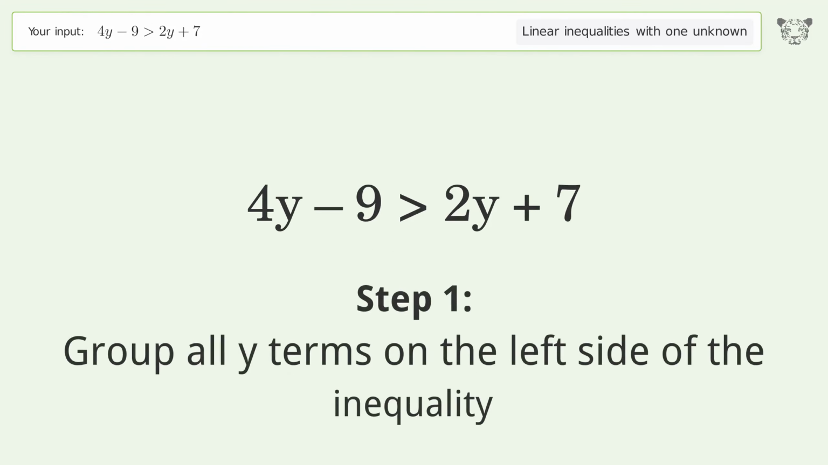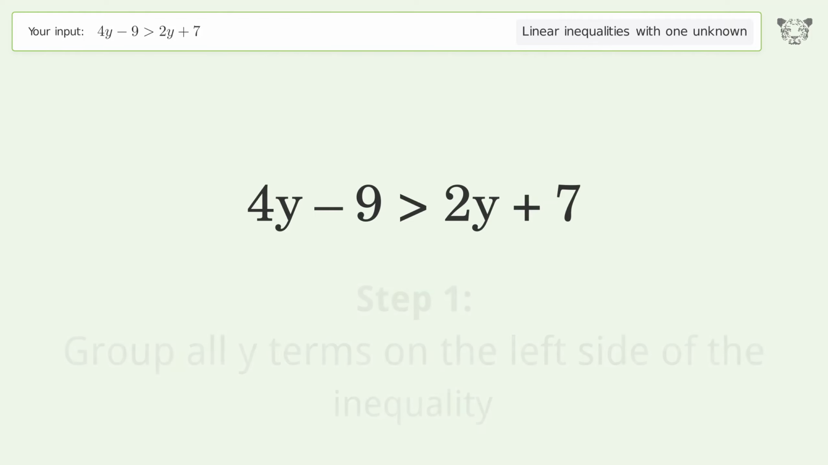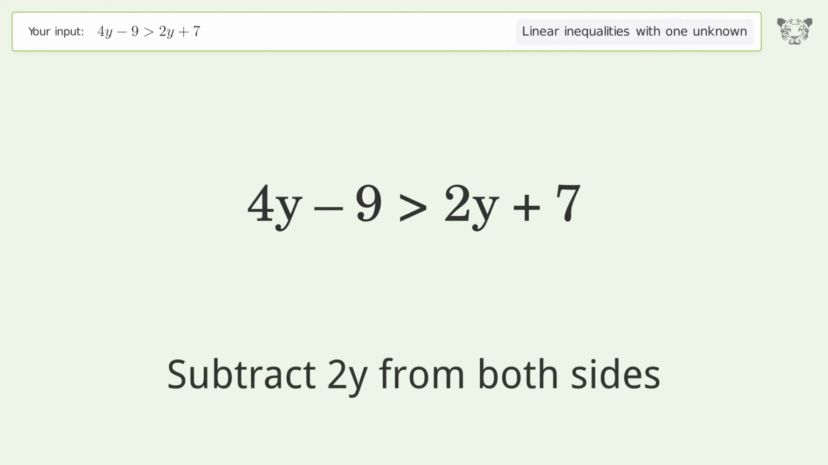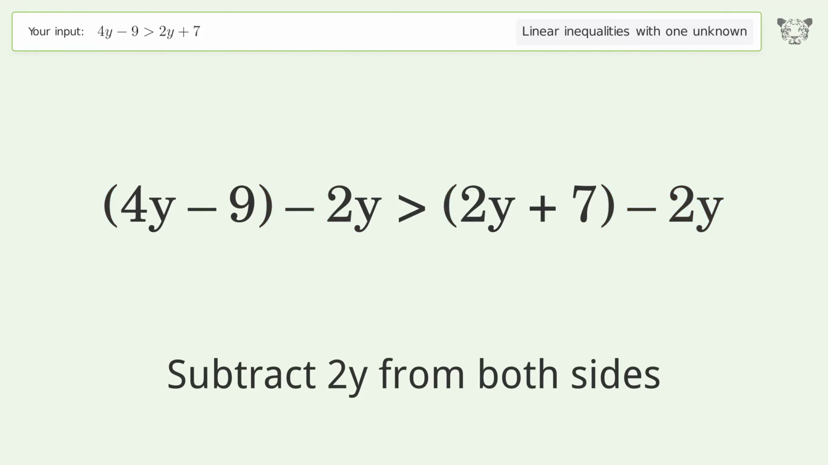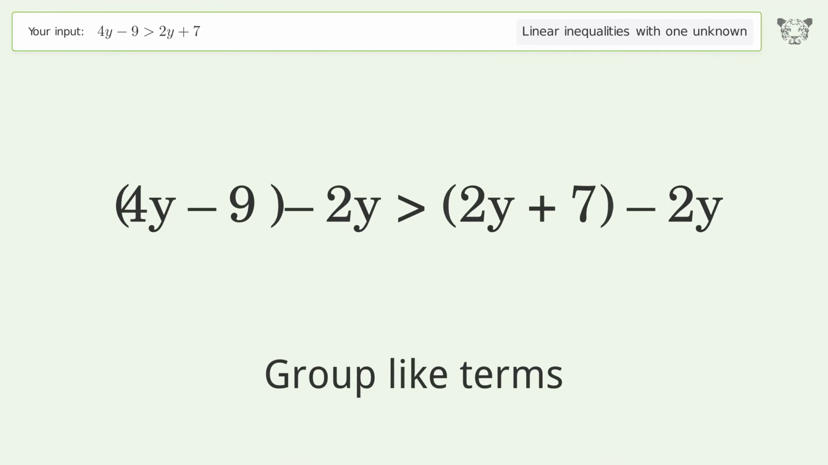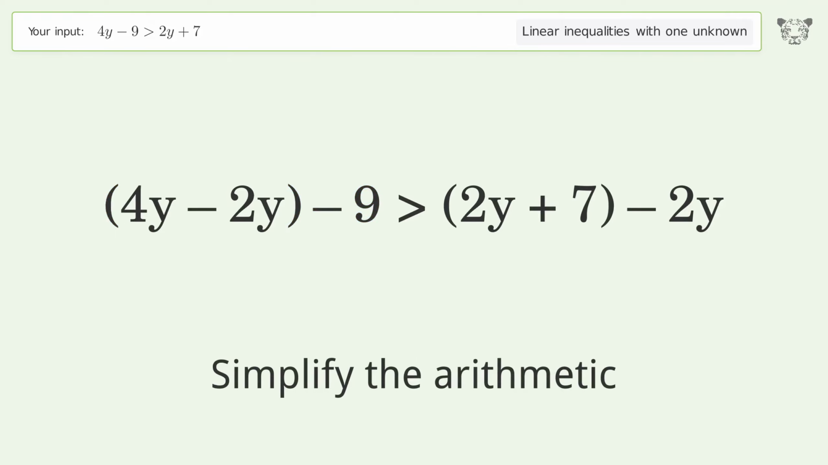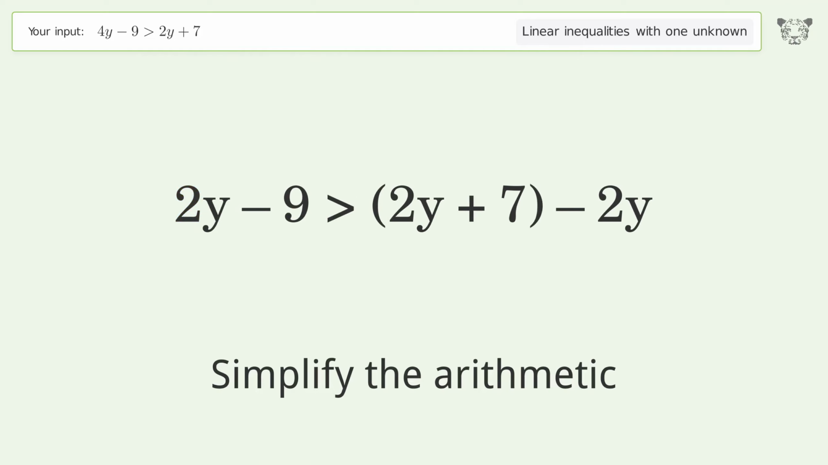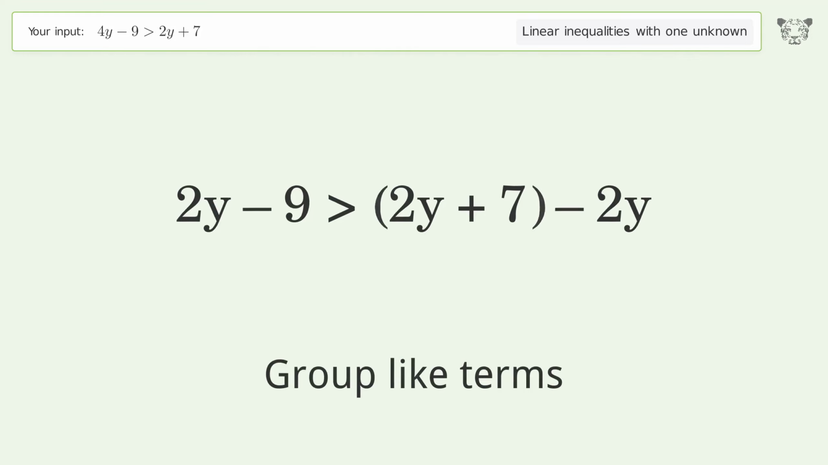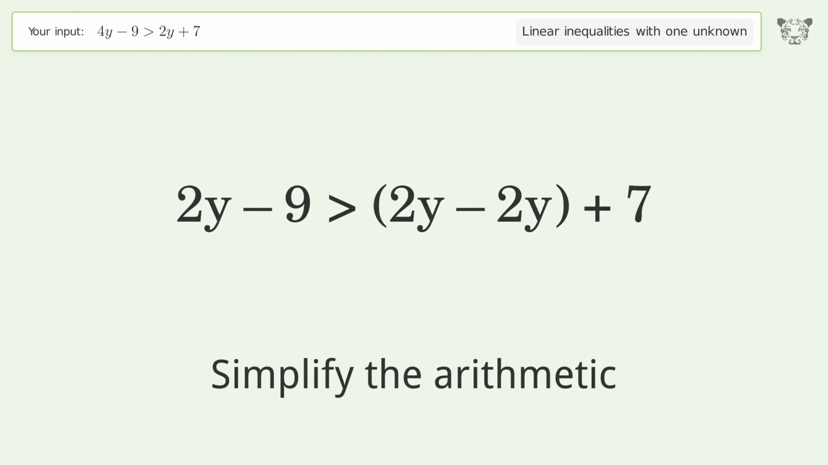Group all y terms on the left side of the inequality. Subtract 2y from both sides. Group like terms. Simplify the arithmetic. Group like terms. Simplify the arithmetic.